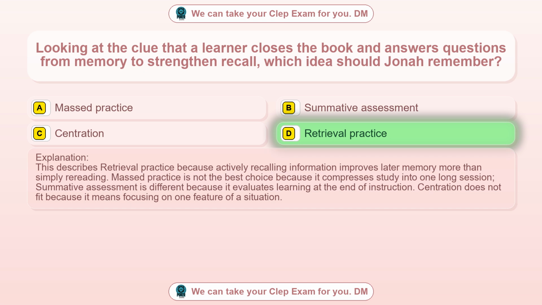This describes retrieval practice because actively recalling information improves later memory more than simply rereading. Massed practice is not the best choice because it compresses study into one long session. Summative assessment is different because it evaluates learning at the end of instruction. Centration does not fit because it means focusing on one feature of a situation.